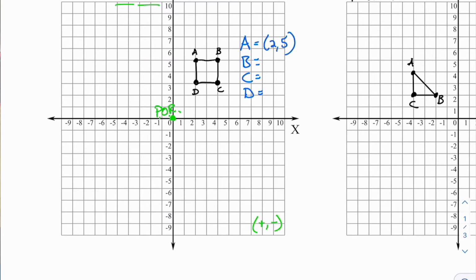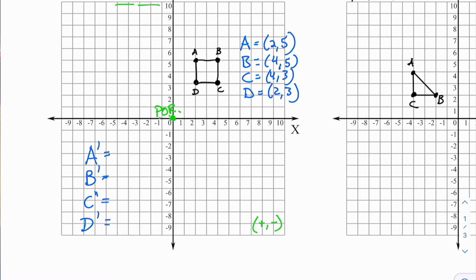2 and 5. For D, they're 2 and 3. For C, they are 4 and 3. And for B, they are 4 and 5. Okay, so you remember we're moving this 90 degrees. So the rule was when we move 90 degrees, the digits within the coordinates swap places, and then we make the signs match the quadrant they're moving into. So for our new points, we're going to write them over here: A prime, B prime, C prime, and D prime.